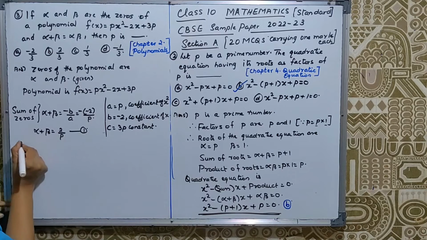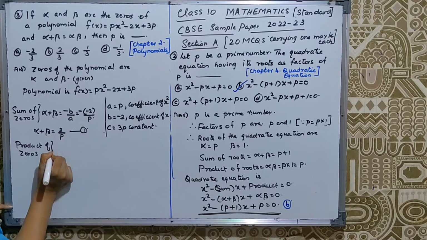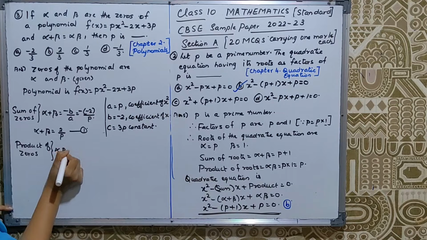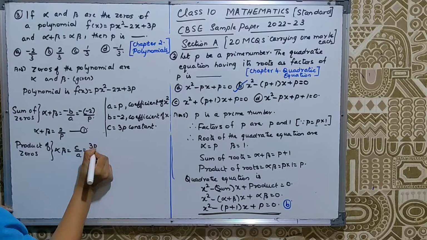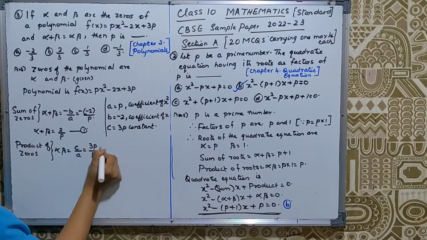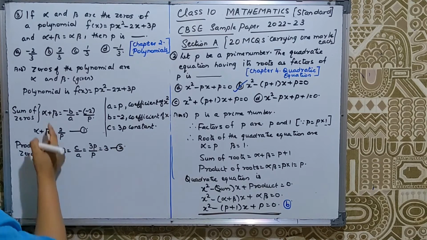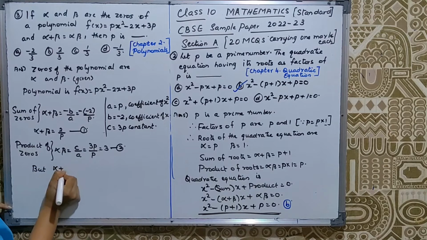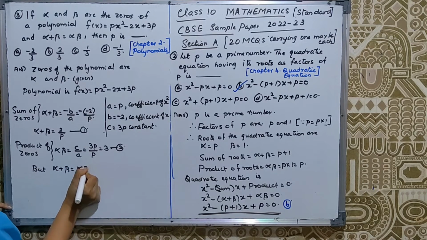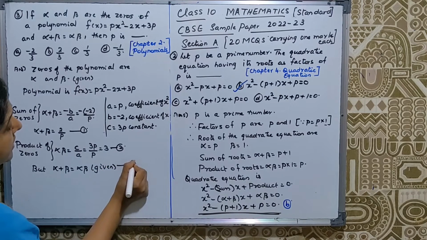Next one is the product of zeros. It is alpha beta equal to c by a. What is c? 3p divided by a, which is p. So it will be equal to 3. Equation number 2. Now they gave in the question alpha plus beta equal to alpha beta. It was given in the question. Question number 3.